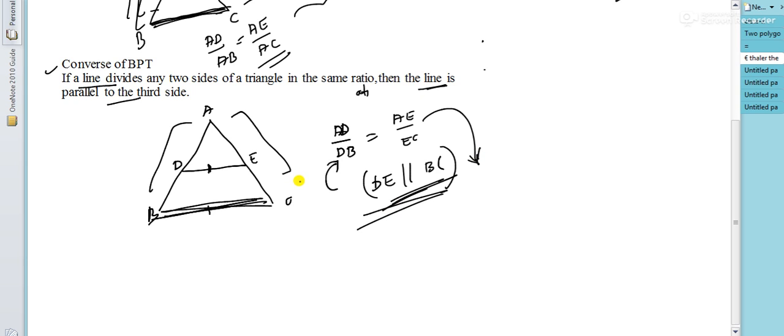Okay, so I hope you have understood it. So let us start solving the problems. They are very easy if you understand them. Okay, so here is our first question.